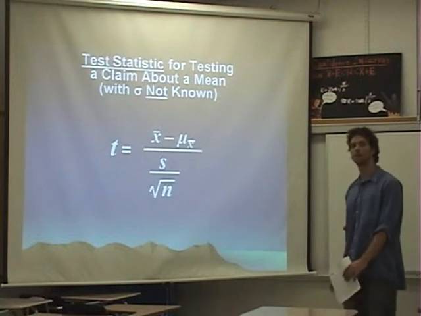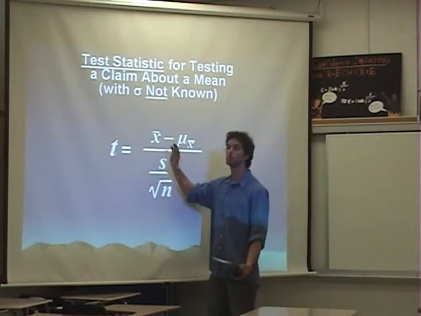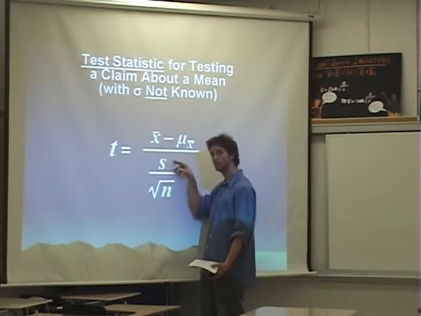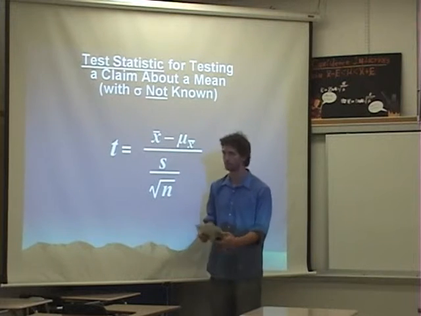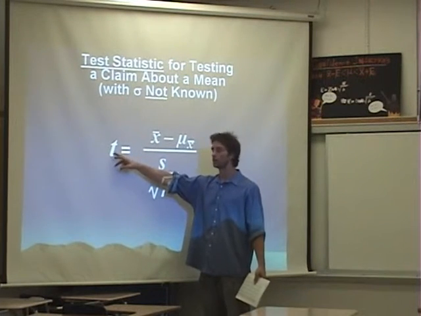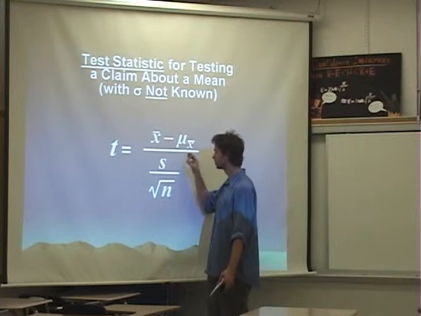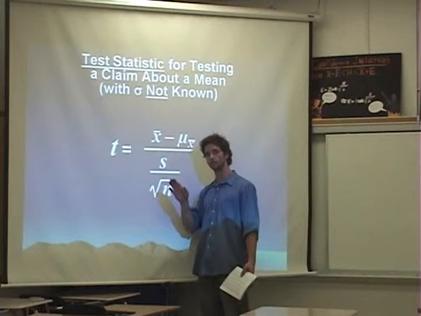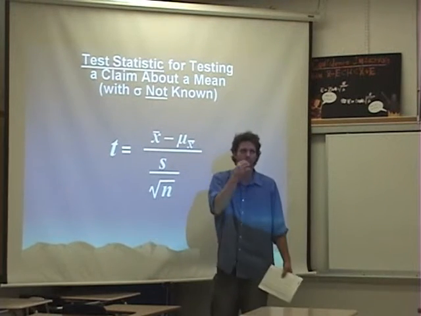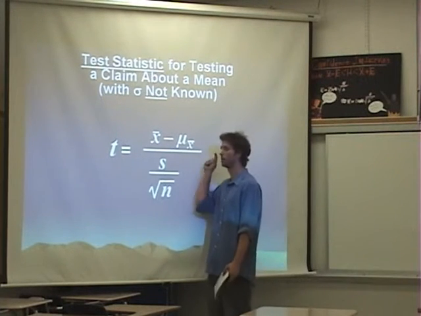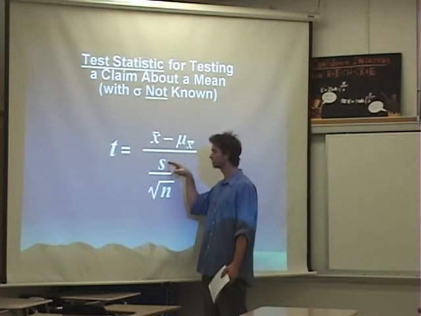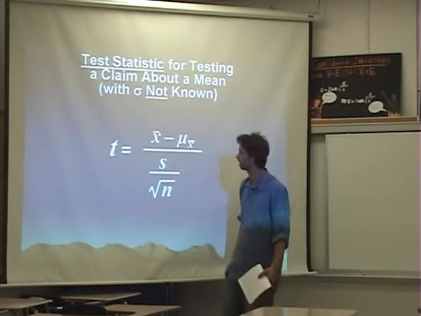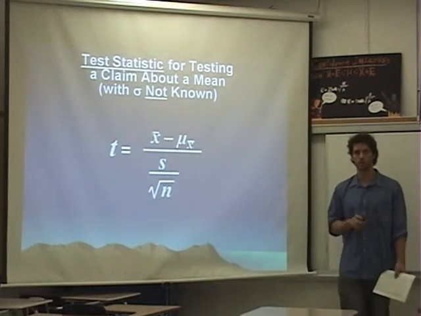For proportions, this was z equals p hat minus p divided by the square root of pq divided by n. For means with sigma known, this was z equals x bar minus mu sub x bar divided by sigma divided by the square root of n. We don't know sigma, so we have to estimate sigma. We estimate it with s. And when we estimate it, we have to use an approximation to the normal, which is t. So there's our test statistic. That's what we're going to use in step 4.